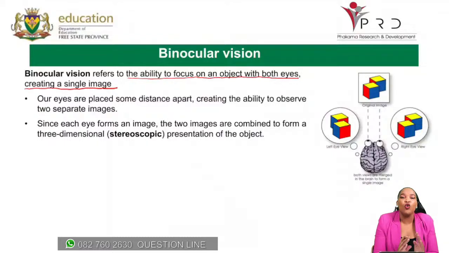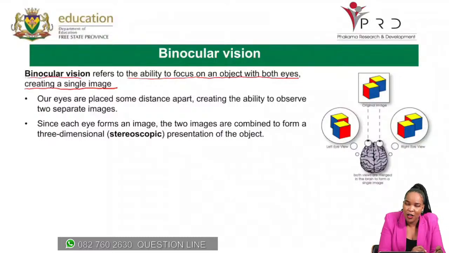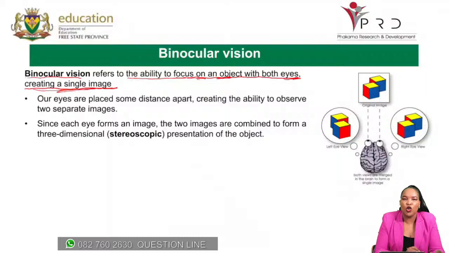Then remove both hands, look at an image with both eyes. Are you seeing two images, one from each eye? The answer is no. Why are you seeing only one image but each eye can see on its own? It is because of binocular vision. So binocular vision is the ability to focus on an object with both eyes but creating a single image. So as human beings, we need this binocular vision. Otherwise, our life was going to be very complicated.